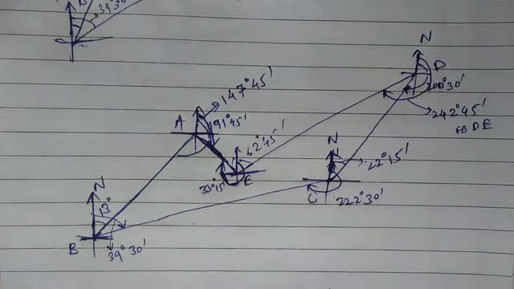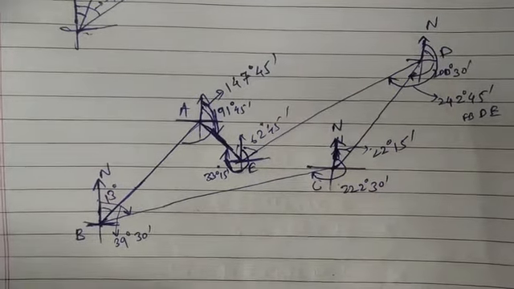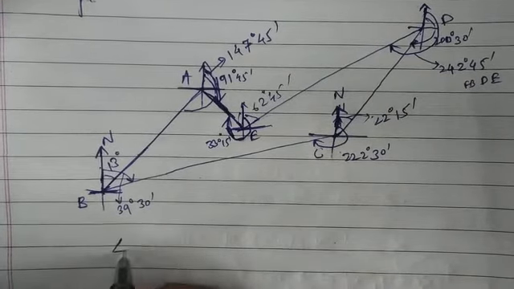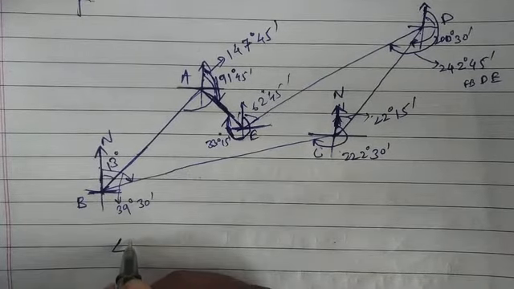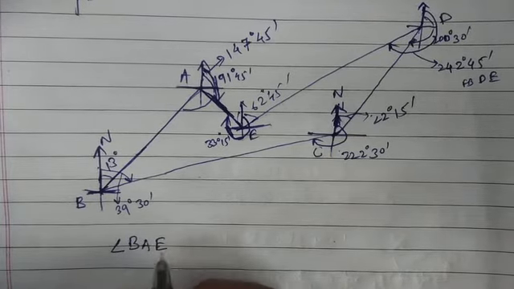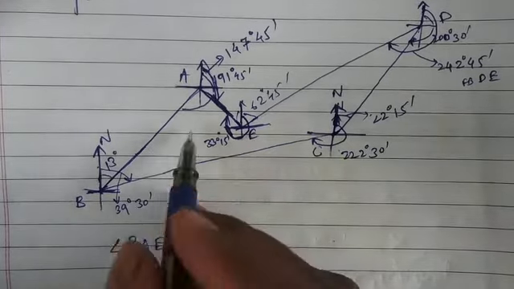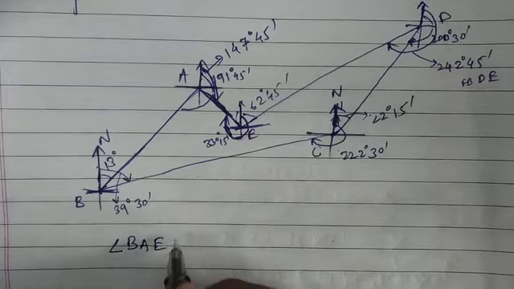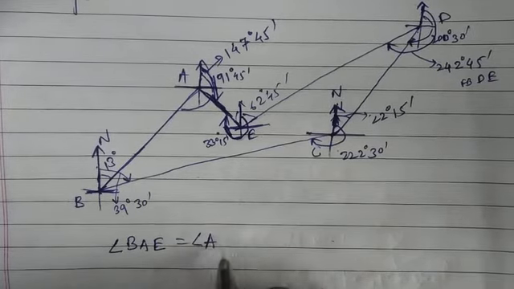Now the next step is to calculate all the interior angles. Once you draw the traverse, it is very easy to calculate the interior angles. Here we'll start with the calculation of angle 1, that is angle A. We'll calculate angle BAE, or simply the interior angle of the traverse. We'll write it simply as angle A.